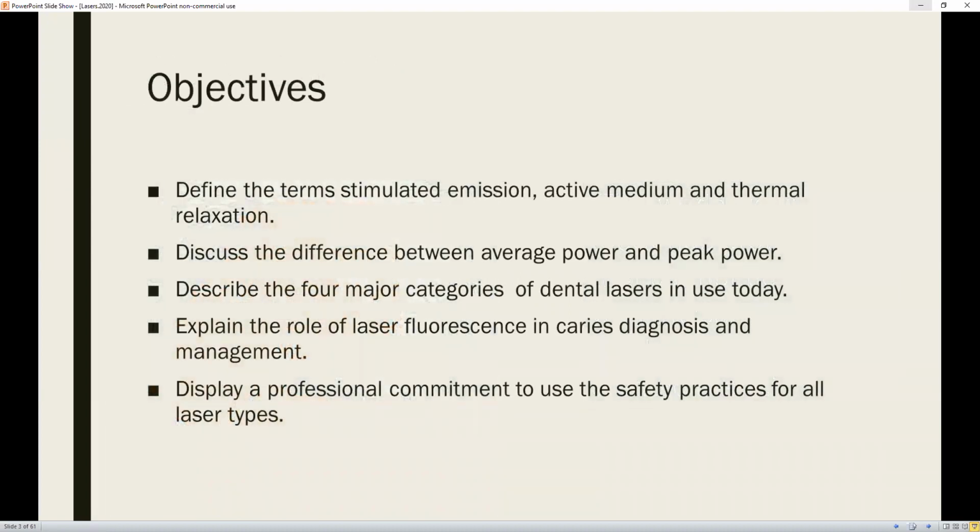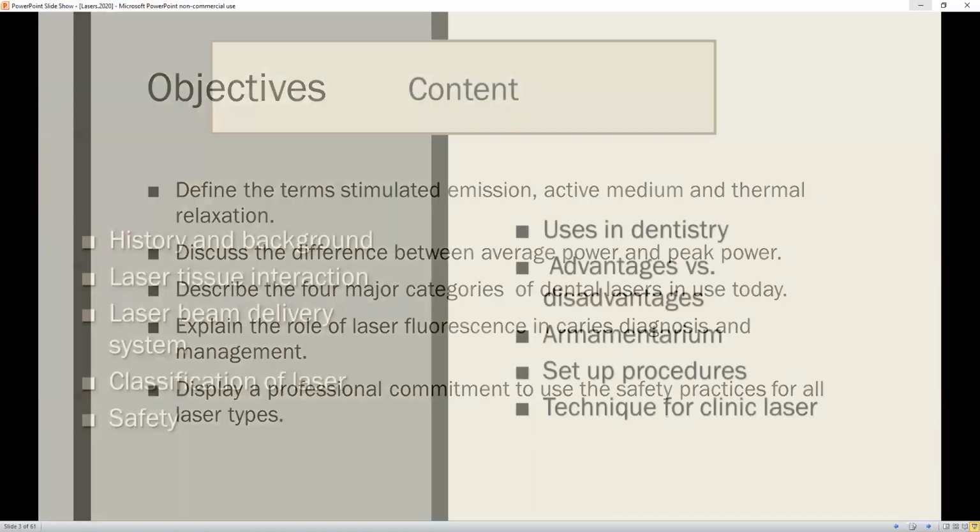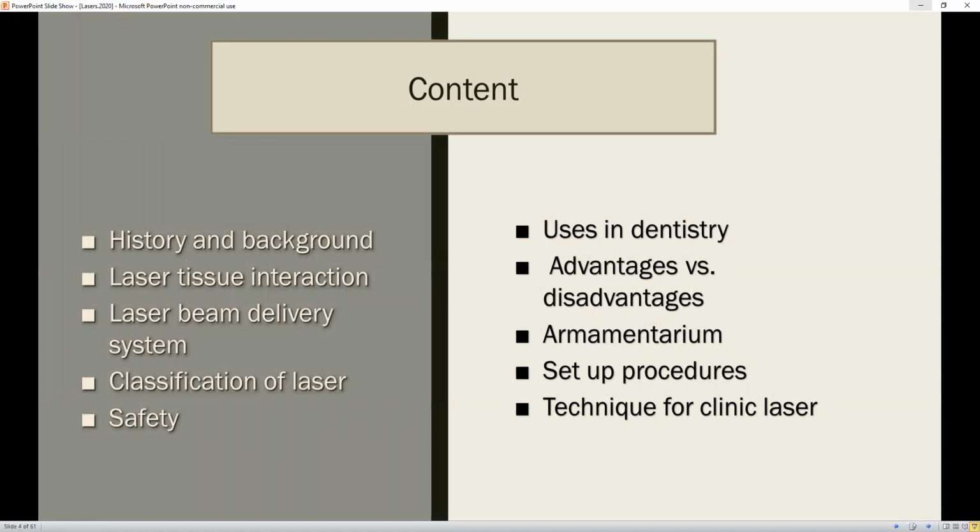So we've got some objectives that we're going to go over, and by the end of this lecture, you should be able to define the terms of what the laser is, discuss the difference between the average power and peak power, describe the 4 major categories of dental lasers in use today, and explain the role of the laser fluorescence in caries diagnosis and management, as well as display a professional commitment to use the safety practices of all laser types. You're also going to know the advantages and disadvantages of these topics in detail.